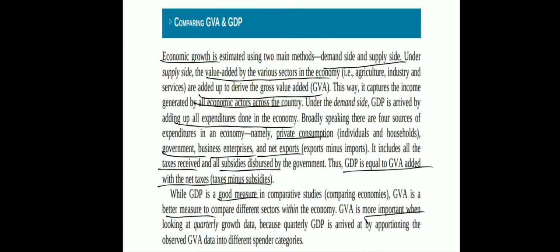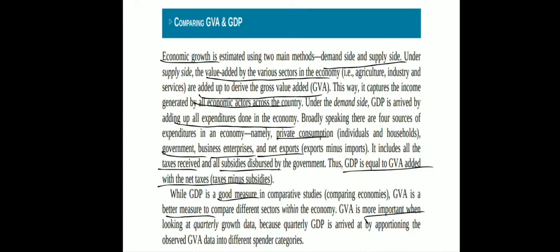However, under the demand side, we have GDP derived by adding up all the expenditures done in the economy. Maybe your private consumption that you do, maybe expenditures by government or business enterprises, and the net exports that we have. So it includes all the taxes received and all subsidies disbursed by the government after this calculation that we've taken out. This gives us GDP, and this gives us GVA. And when we add the taxes received and disburse the subsidies, we get the net taxes, and this, when added with GVA, we get GDP.